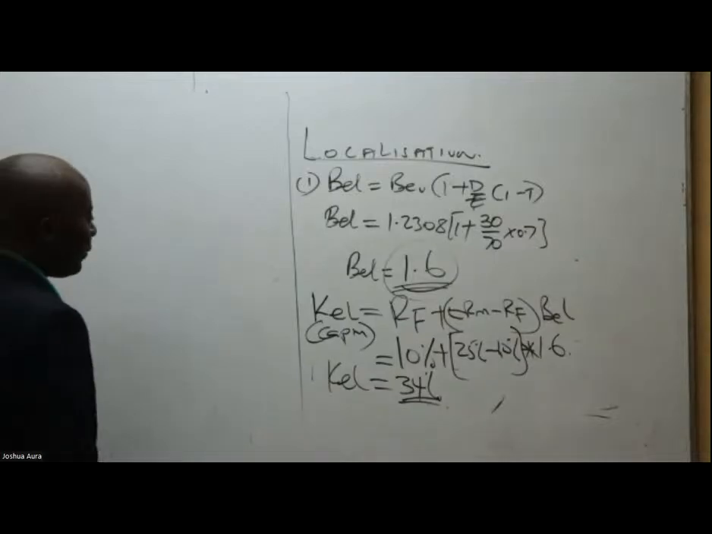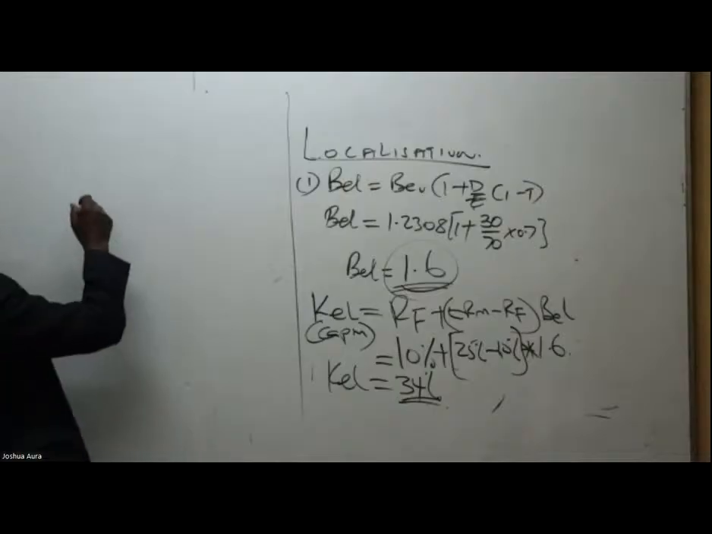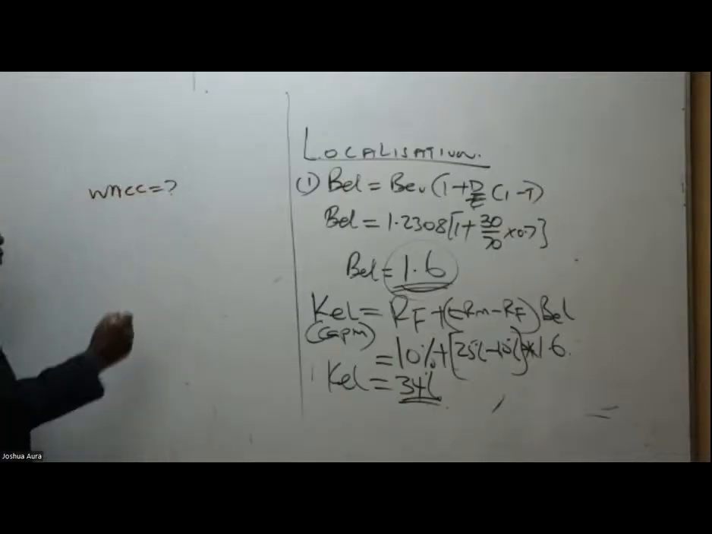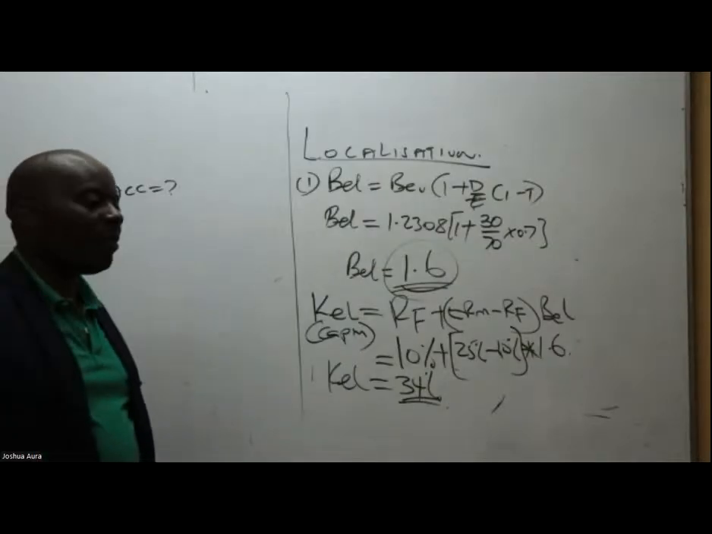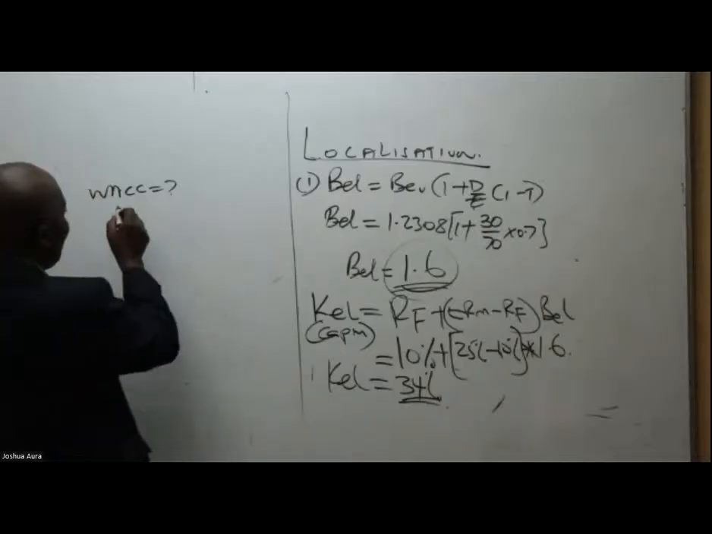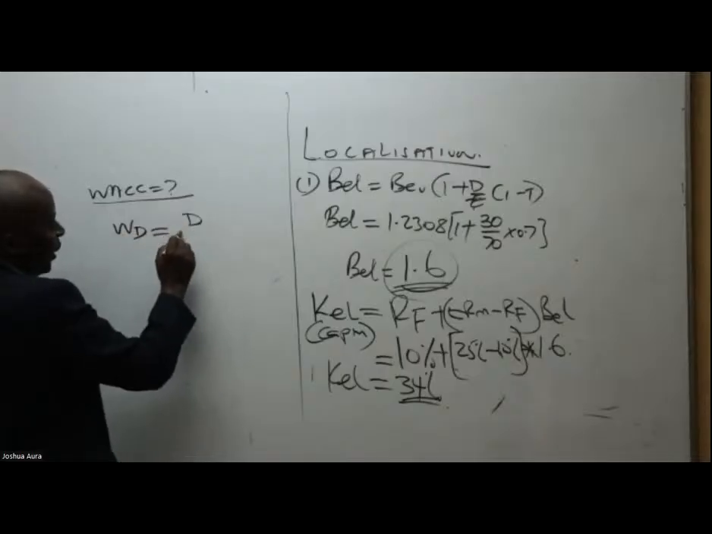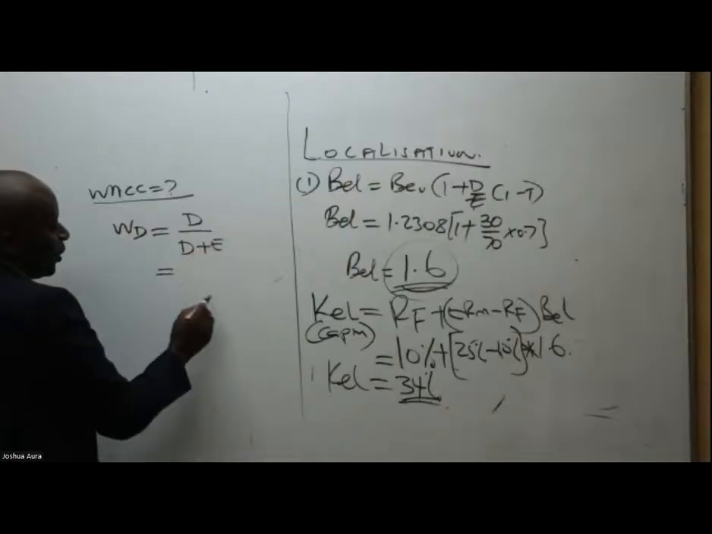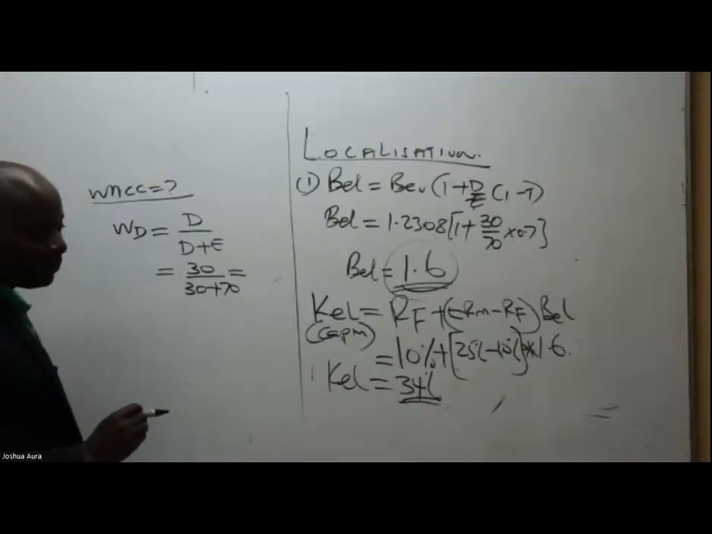Ladies and gentlemen, the moment I have the cost of equity there, I'll come here and calculate WACC, because if you read the question very well, it was about determining the suitable discounting rate. It's WACC. To get this WACC, it will be good to get the weight of debt first. Weight of debt is debt over debt plus equity. The debt in this case is 30, all over 30 plus equity, which is 70. The weight of debt will be 0.3.